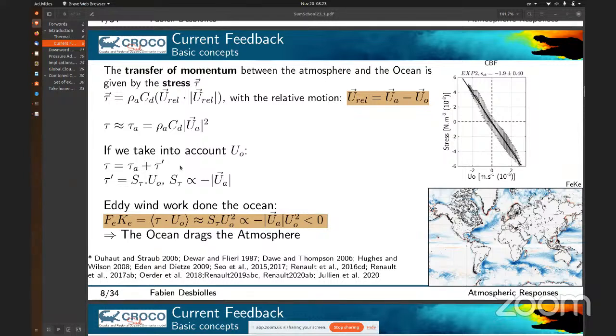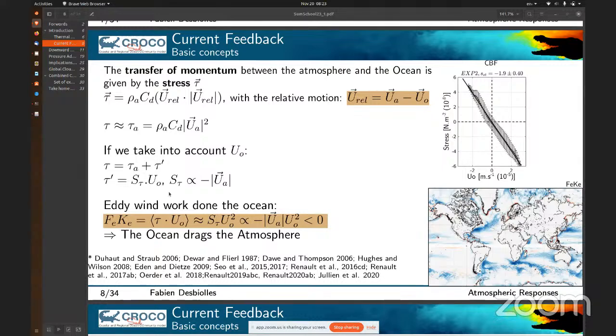And if we write that the relative wind is air minus ocean, we arrive at those equations that I'm not going to detail specifically, but we know that the stress and the current are negatively correlated. What does that mean? That means that the ocean loses some energy, and this is what is called eddy killing. So here the map represents the sink of energy from the ocean to the atmosphere.